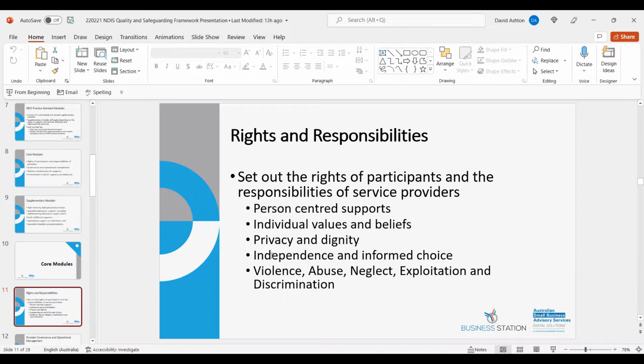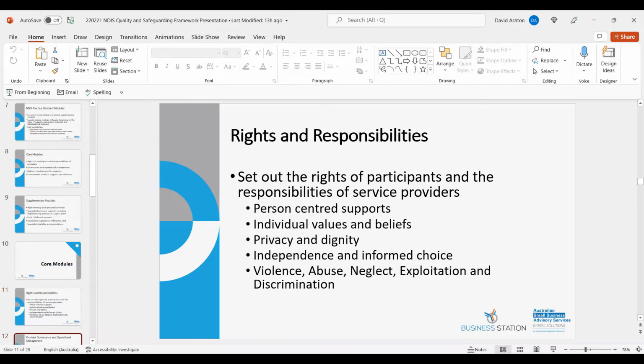And if you come across any allegations of that, you need to act upon that, provide support and assistance where necessary, and you also need to keep records of any details and outcomes of reviews and investigations that you may undertake. So that's the requirements around ensuring the rights and responsibilities of participants.